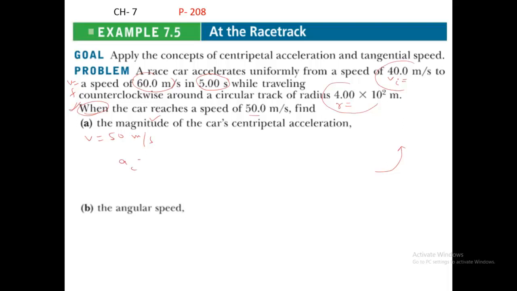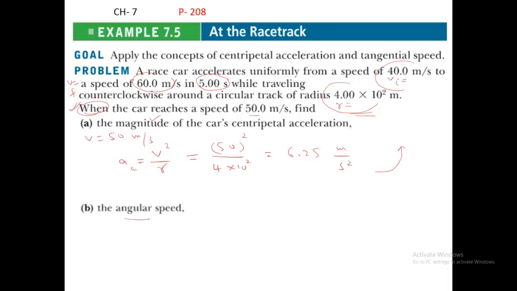So we have discussed that this is your centripetal acceleration, V square over R. V is 50, R is given to you, and you get 6.25 meter per second square.